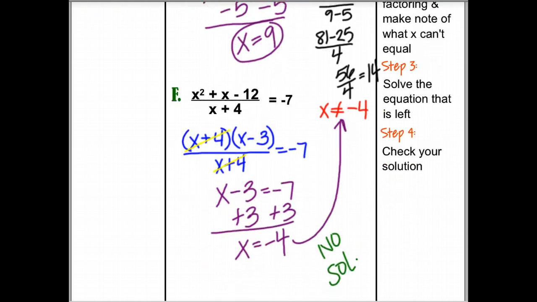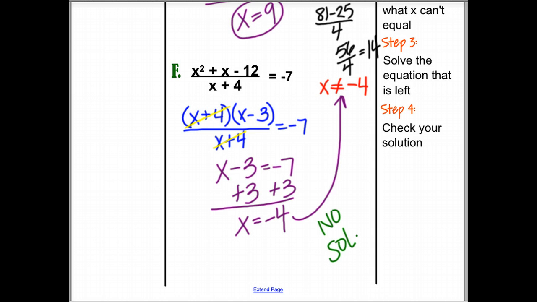Now if we go back here, if you had just settled for negative 4 and put that in here, we have negative 4 squared plus negative 4 minus 12. Negative 4 squared is 16. So we have 16 minus 4 minus 12. 16 minus 4 is 12, and 12 minus 12 is 0. And then if we put negative 4 plus 4, we get 0 over 0. And while 0 over 0 appears to work, number 1, it doesn't equal negative 7, and number 2, this is undefined.